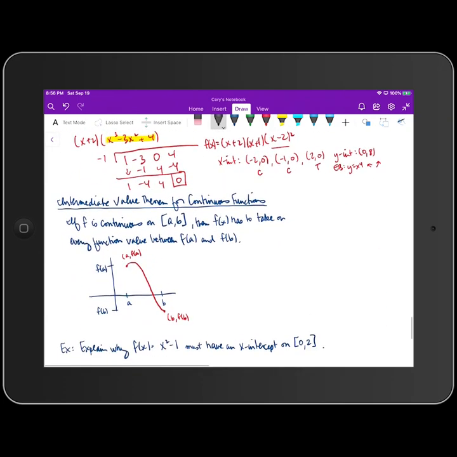Okay. So last thing for us to go over is the intermediate value theorem for continuous functions. And that says that if f is continuous on the closed interval from a to b, so because we're looking at polynomial functions, we said that polynomial functions are continuous functions everywhere, so they have to be continuous on the closed interval from a to b, then f of x has to take on every function value. So that means that it has to hit every y value in between f of a and f of b.